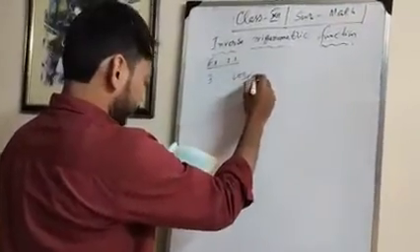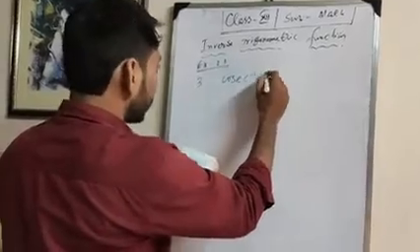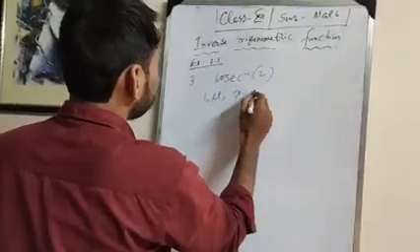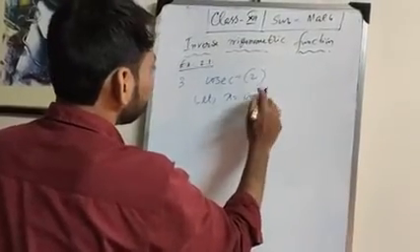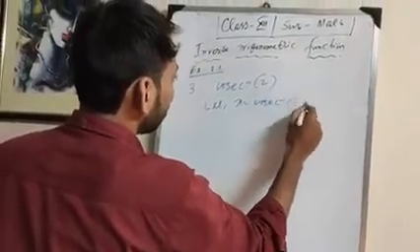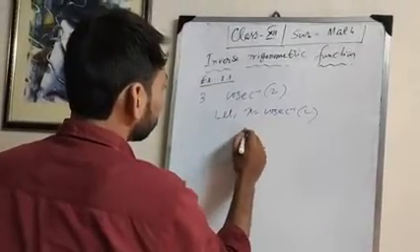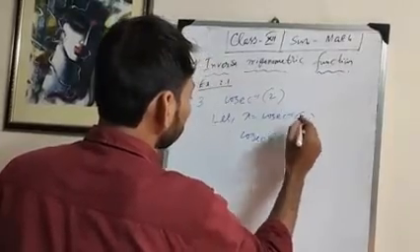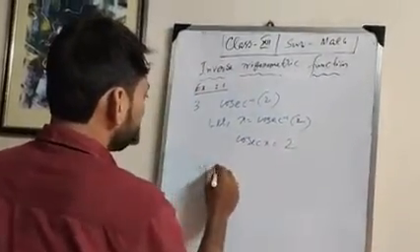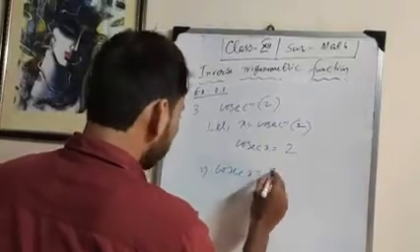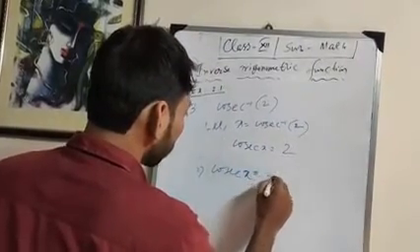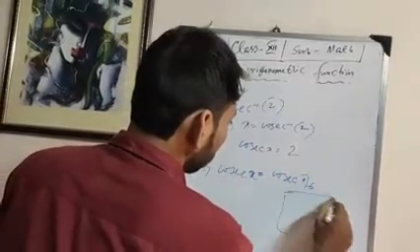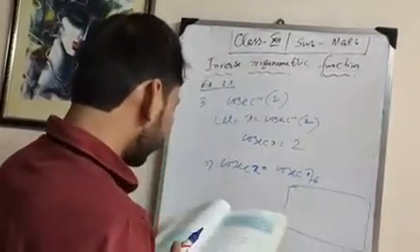Now go to the third problem: cosec inverse 2. Again let x equals cosec inverse 2. That means cosec x equals 2. That means cosec x equals cosec pi by 6. Now what is the range of the cosec inverse x?